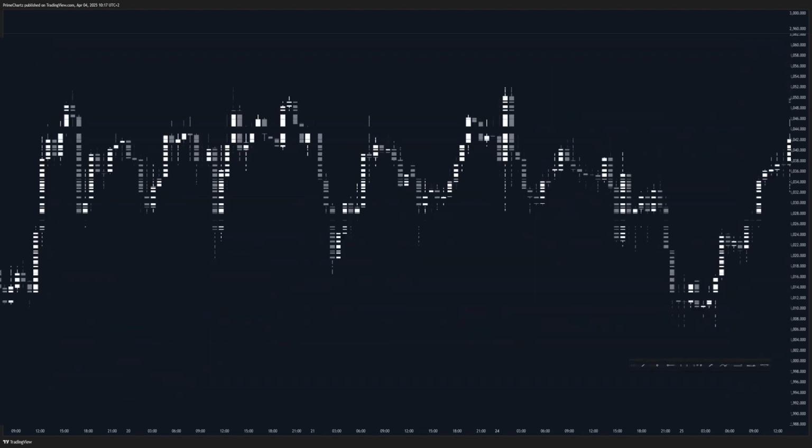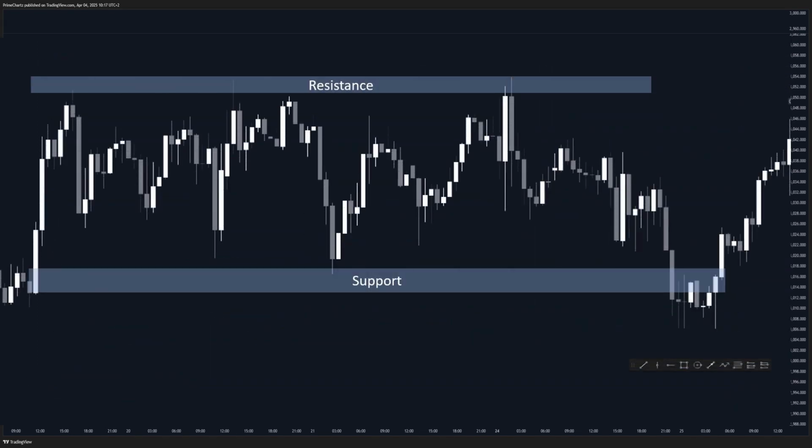Next is support and resistance levels. Inducement isn't just limited to trend lines and order blocks. It's also heavily used around key support and resistance levels. These are some of the most watched areas in the market, making them the perfect battleground for market manipulation.